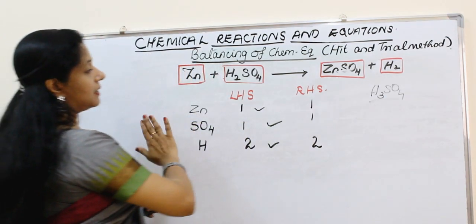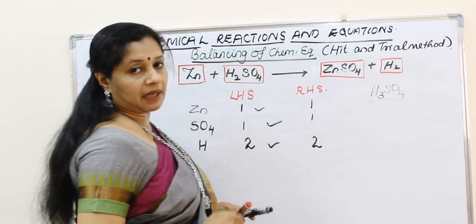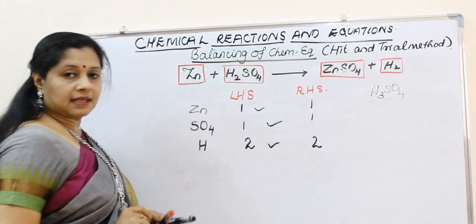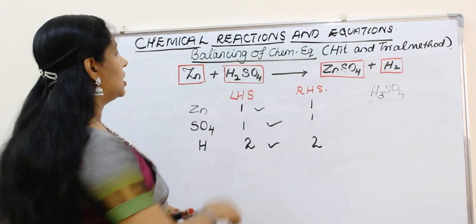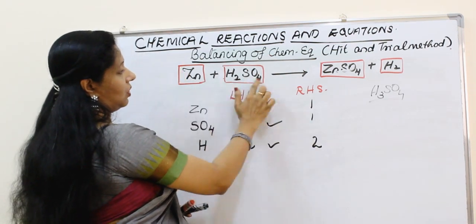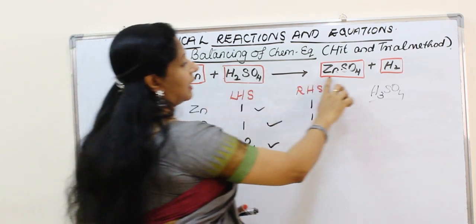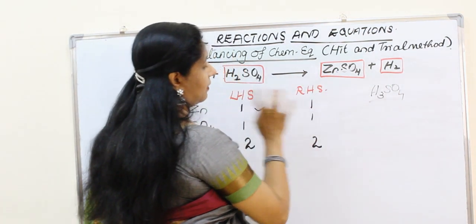So here, first we see LHS and RHS. On the left hand side, zinc is a metal. So zinc being a metal, I am considering zinc first. Here on the left hand side of the equation, there is only one atom of zinc. Right hand side also only one zinc. So 1 and 1 are equal.